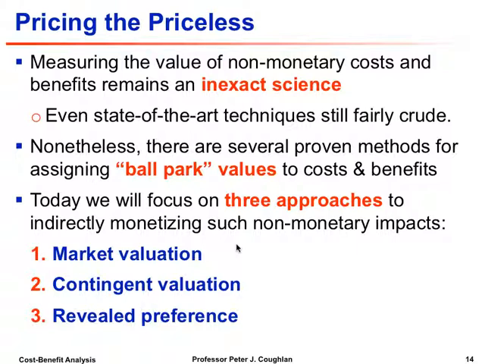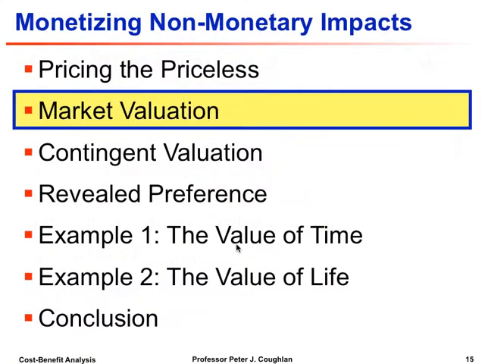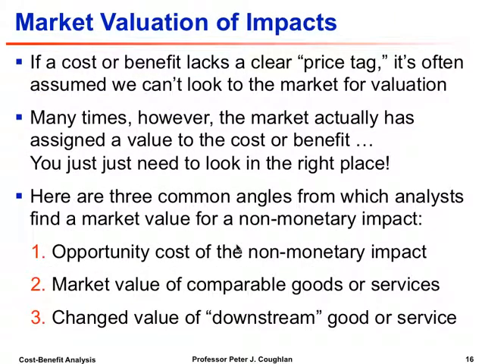So today we're going to focus on 3 approaches that economists use to indirectly monetize such non-monetary impacts. The first is called market valuation. Second is contingent valuation. And the third is revealed preference. So let us first talk about market valuation. Market valuation is pretty much what it sounds like.